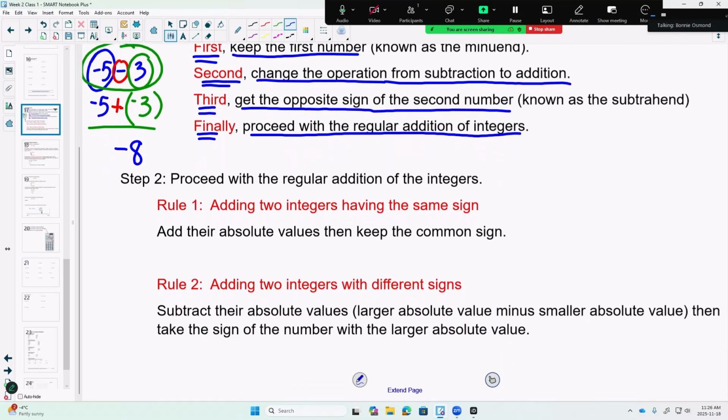Remember your addition rules: after you change from subtraction to addition, you have to use the addition rules. Rule 1, adding two integers having the same sign, add their absolute values, then keep the common sign. So you're just adding the numbers and keeping the sign. Rule 2, this is a tricky one, adding two integers with different signs, subtract their absolute values, so the larger absolute value minus the smaller absolute value, then take the sign of the number with the larger absolute value. That will be your answer.